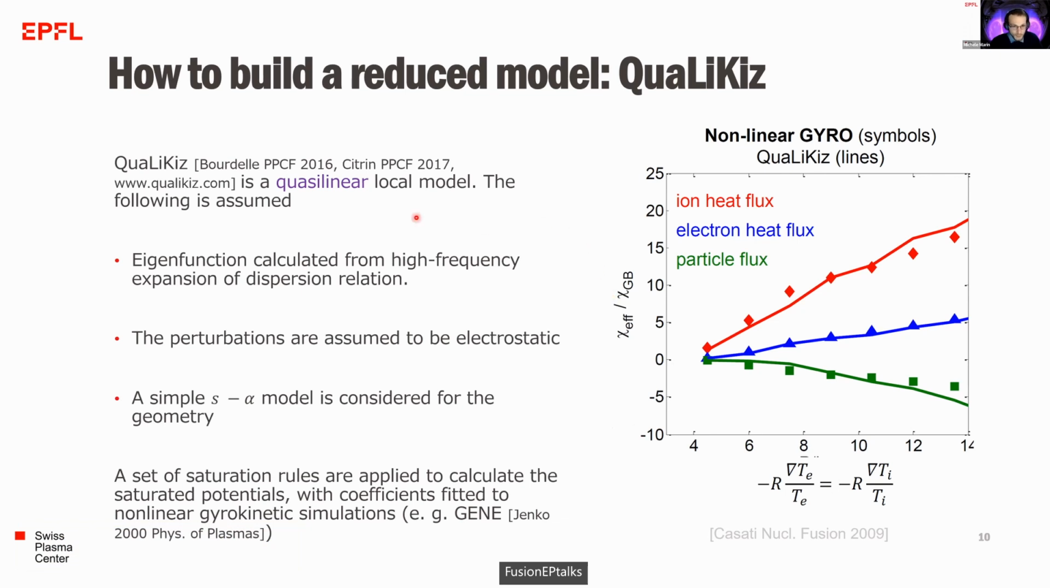And the key word here is quasi-linear, which means that you only evolve the linear part, which is the fastest part to calculate. And then the nonlinear part is just fitted to a few nonlinear simulations, depending on the turbulent regime. So this is how you can build a reduced model. And then this will run much, much faster. This runs in seconds. And of course, there is a trade-off here. What you gain in speed, you lose in accuracy.